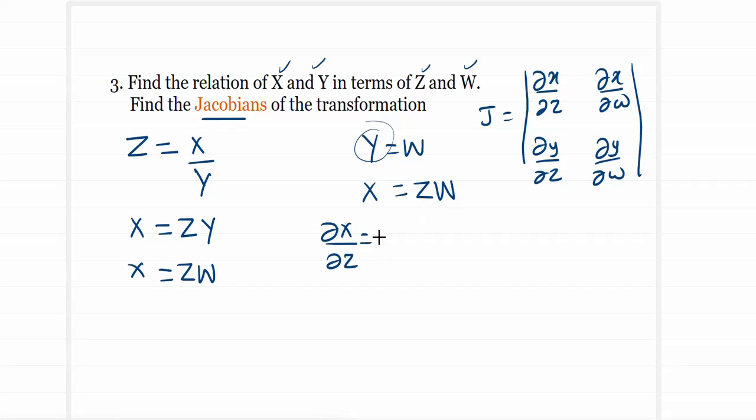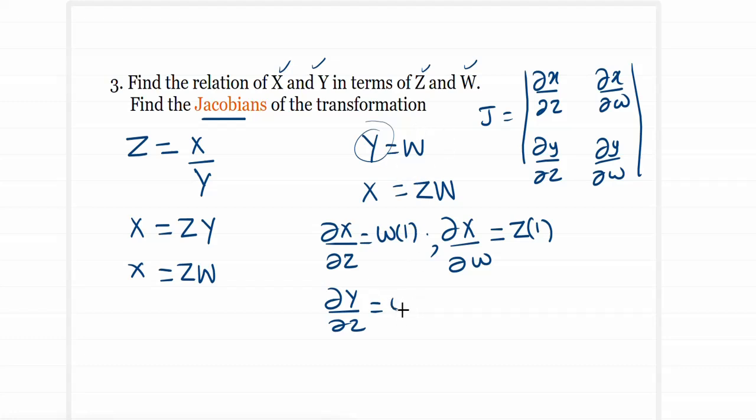Now let me differentiate my X partially with respect to Z. With respect to Z, W is a constant, Z on differentiation gives you 1. Now moving on to the next quantity, X with respect to W. With respect to W, Z is a constant, W on differentiation with respect to W gives you 1. Next, moving on to Y with respect to Z. I don't have a Z present in the picture, so the value is going to be 0. Now, Y with respect to W, W with respect to W gives the value as 1.